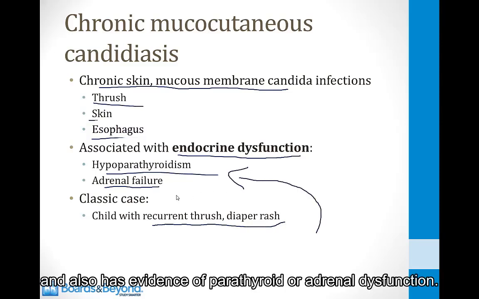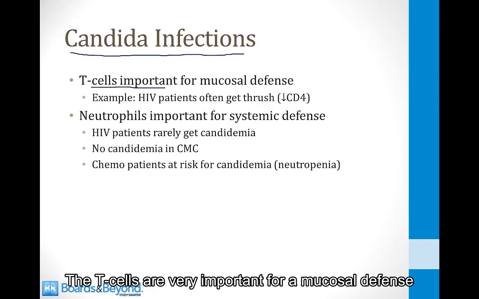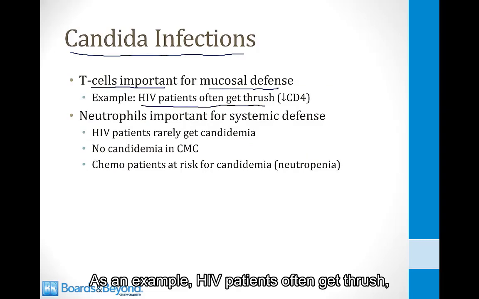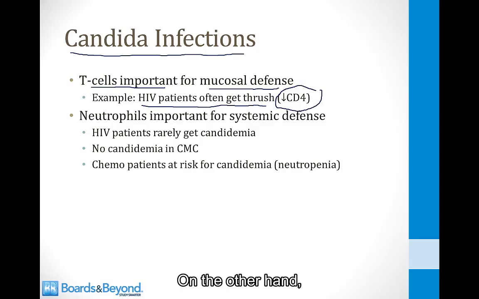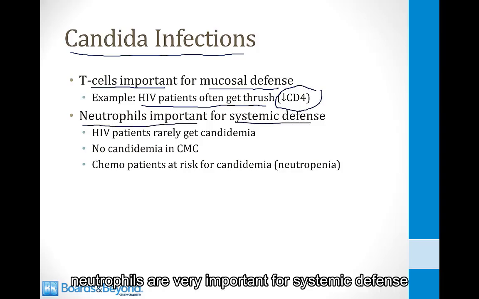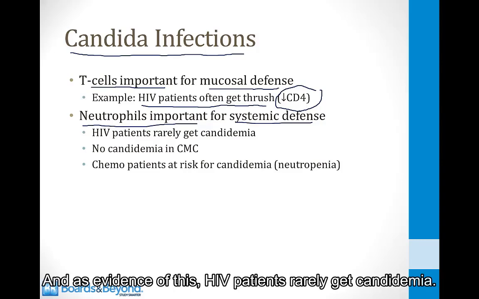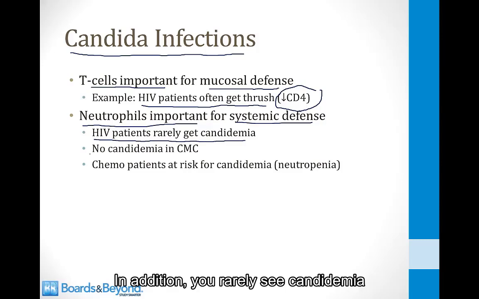or adrenal dysfunction. Let me make an important side note about candida infections. The T cells are very important for mucosal defense against candida. As an example, HIV patients often get thrush. They also get candida esophagitis, and that's because they have dysfunctional T cells and low CD4 T cell counts. On the other hand, neutrophils are very important for systemic defense against candida, especially for defending the bloodstream from candida infection. And as evidence of this, HIV patients rarely get candidemia. They get mucosal infections but not bloodstream infections. In addition, you rarely see candidemia in chronic mucocutaneous candidiasis.